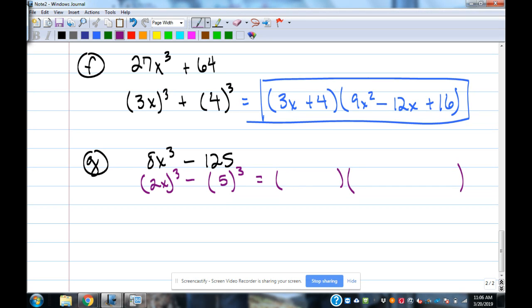Short piece is 2x minus 5. The long piece, 4x squared. How much? Not 10x squared, but just 10x. And then plus 25. 5 squared is 25.